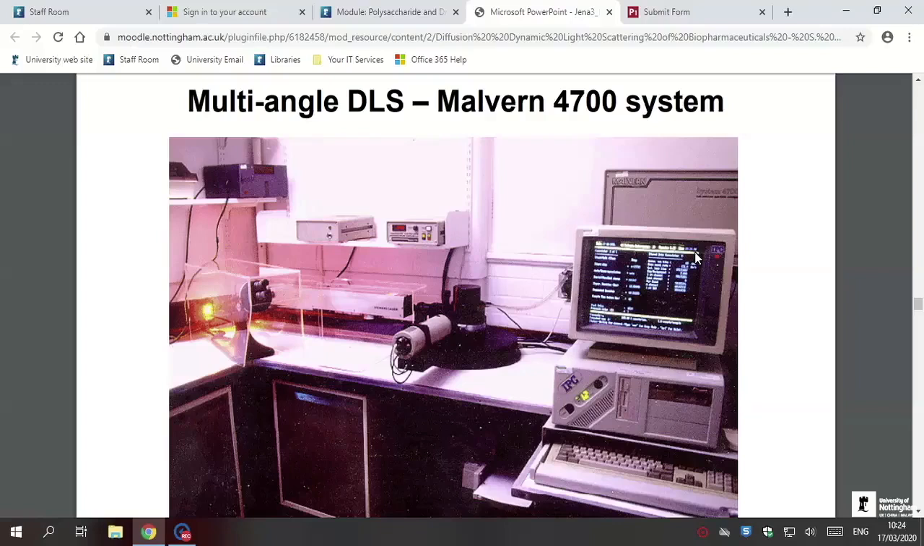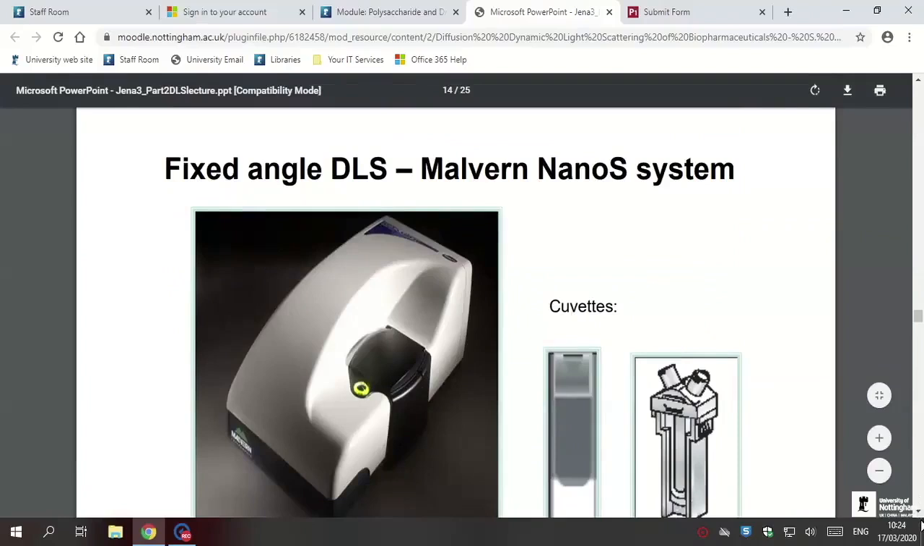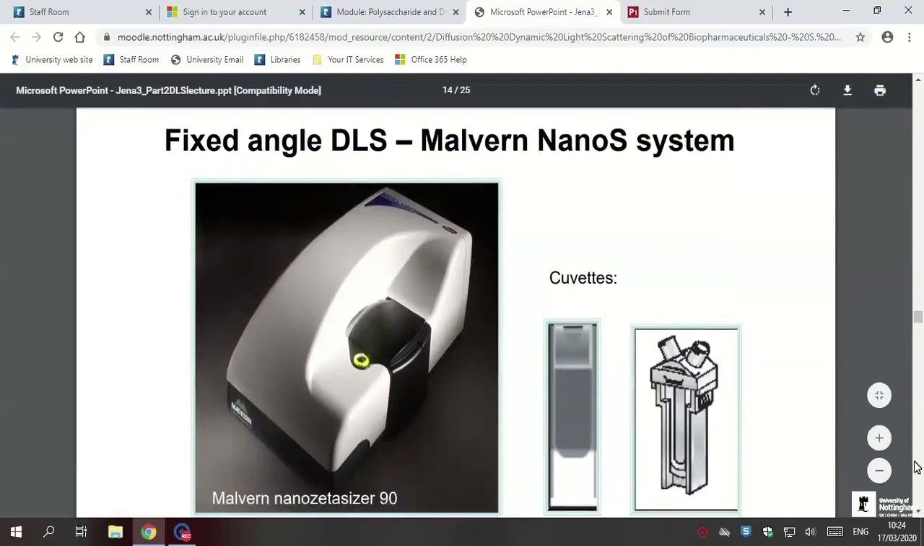And you can see how old the computer is. That was taken not long after I came here in 1986, I think, when we got the old DLS. Then that's what it looks like today. So everything is now compacted. The laser is a small diode laser. It's linked to a computer, of course, but all the correlation happens in here in the computer. So it looks like a compact little box now.